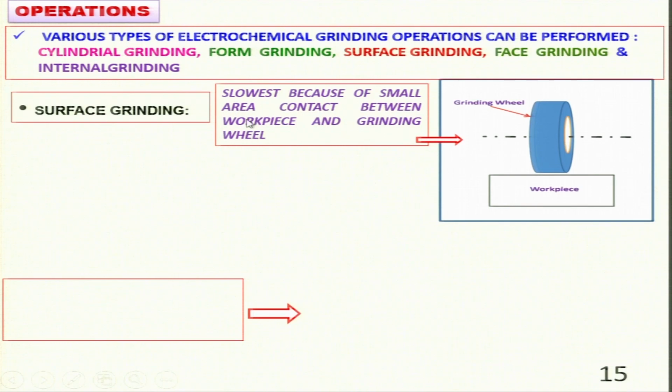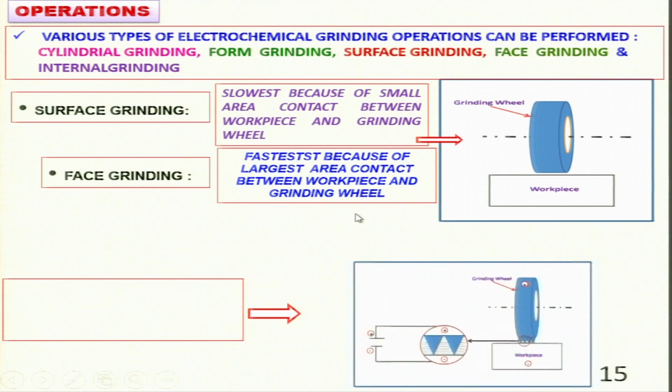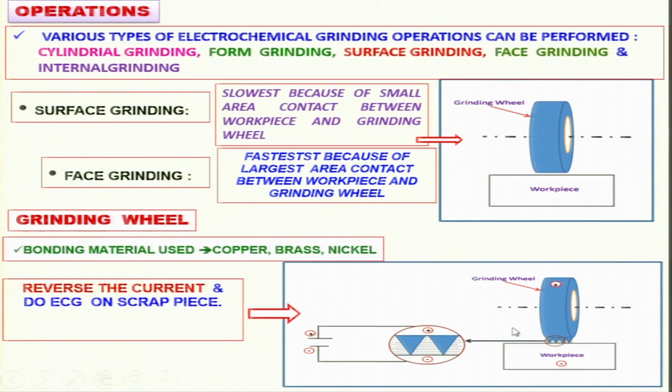Slowest because of small area of contact between workpiece and grinding wheel. You can see here the area of contact is very small, hence it is the slowest grinding process. Face grinding is fastest because of the largest area of contact between the workpiece and the grinding wheel. This is again the surface grinding. Sorry, this is not for face grinding. You can ignore this particular figure. I will show you later on what face grinding is.